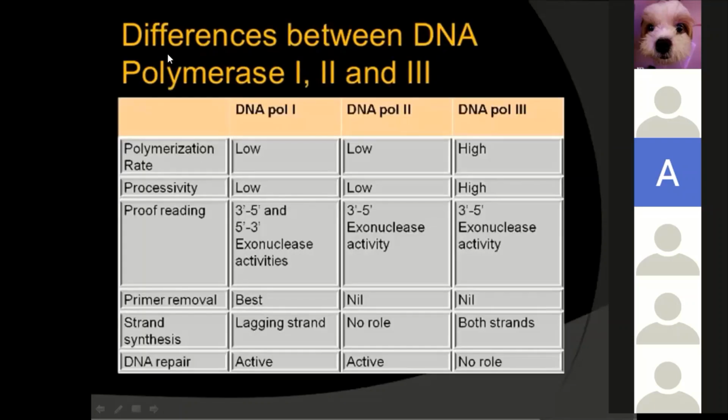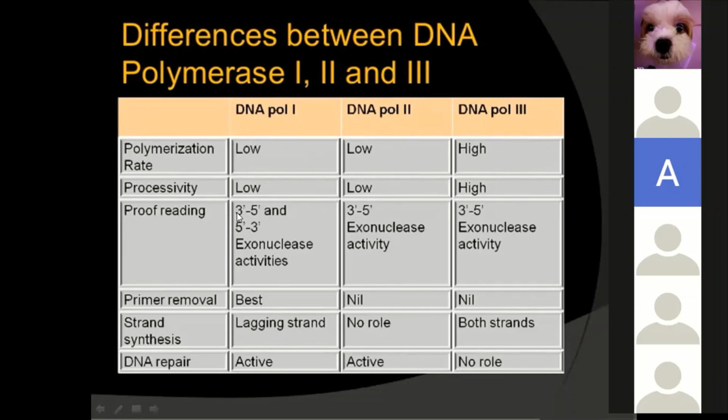What are the differences between polymerase 1, 2, and 3? Basically the polymerization rate, as I told you, polymerase 3 is responsible for chain elongation. So the polymerization rate is high in case of polymerase 3. Processivity is also high. Then the proofreading function is more for polymerase 1 and 2, because they are responsible for this proofreading function.